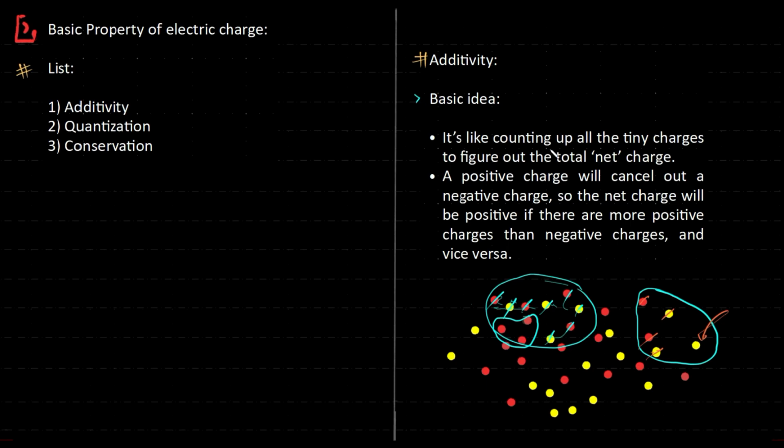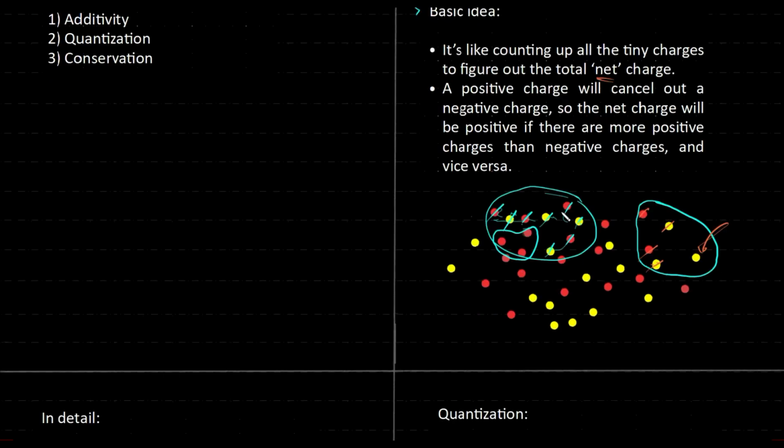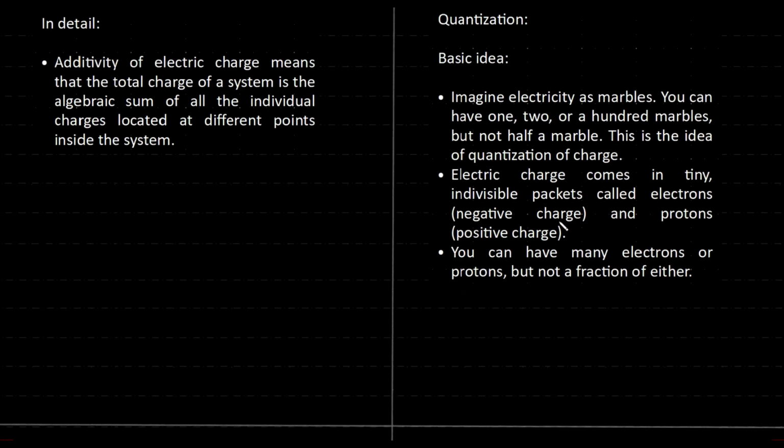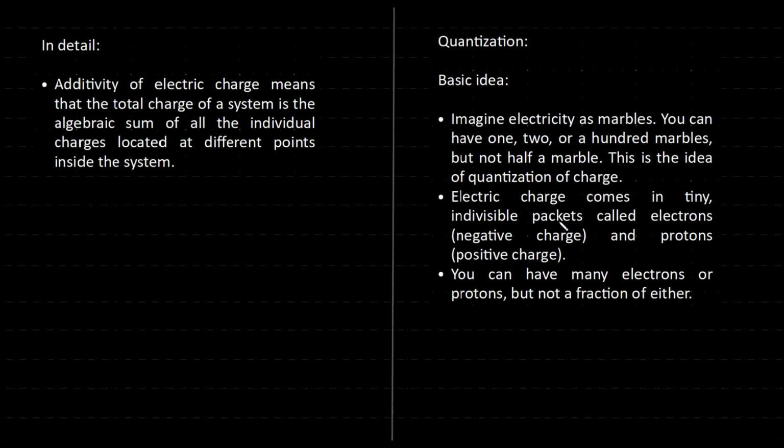Okay, it's like counting things up. So we're trying to figure out the net charge, the resultant. Right, guys? So the positive charge will cancel out the negative charge. If you understand this, the point is done. If you have to write in your exams, you need to write this: additivity of electrical charges means that the total charge of a system is the algebraic sum, that's the keyword, of all the individual charges located at different points inside the system.